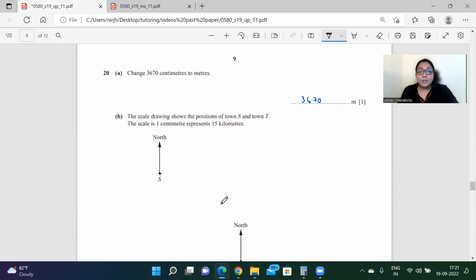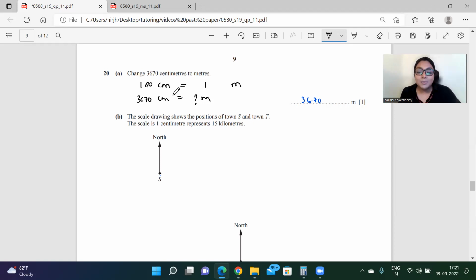Moving on, you have to change 3670 centimeters into meters. Now, how do we do that? We know that 100 centimeters is equal to 1 meter, right? Instead of putting this arrow, you can put an equal to sign so that it becomes more clear. Then 3670 centimeters is equal to how many meters? How do we find this?